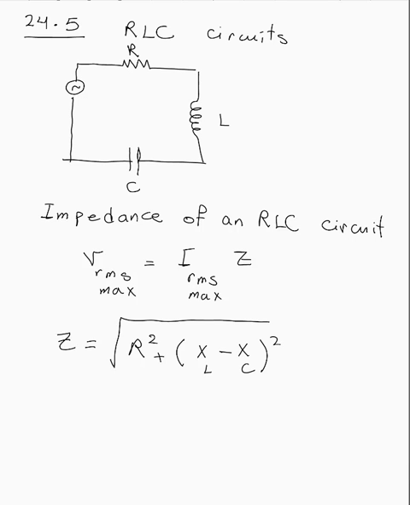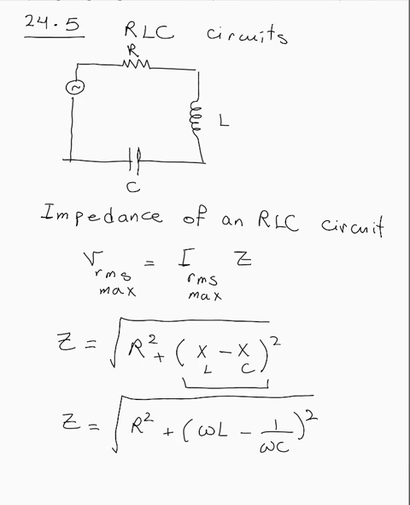So it's important to notice that the second term under the square root is XL minus XC to the power of 2. Let's just break all the quantities here into their components. So it's going to be the square root of R squared plus (XL, which is omega L, minus 1 over omega C) to the power of 2.